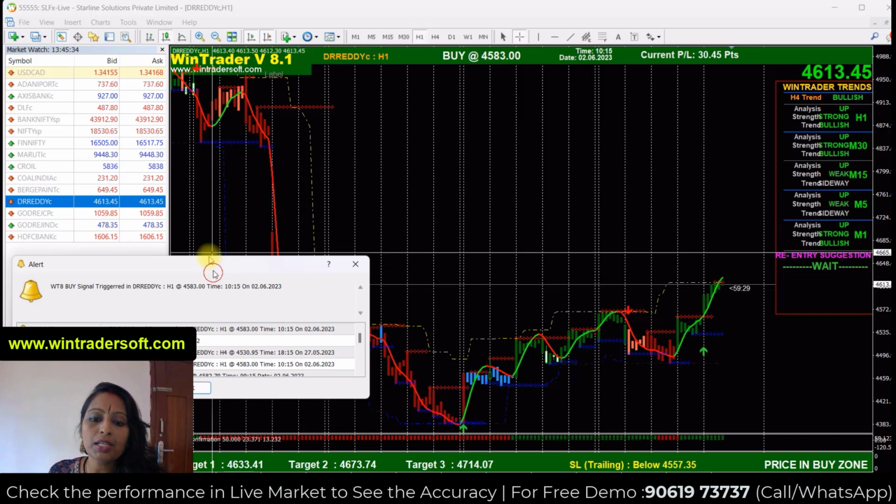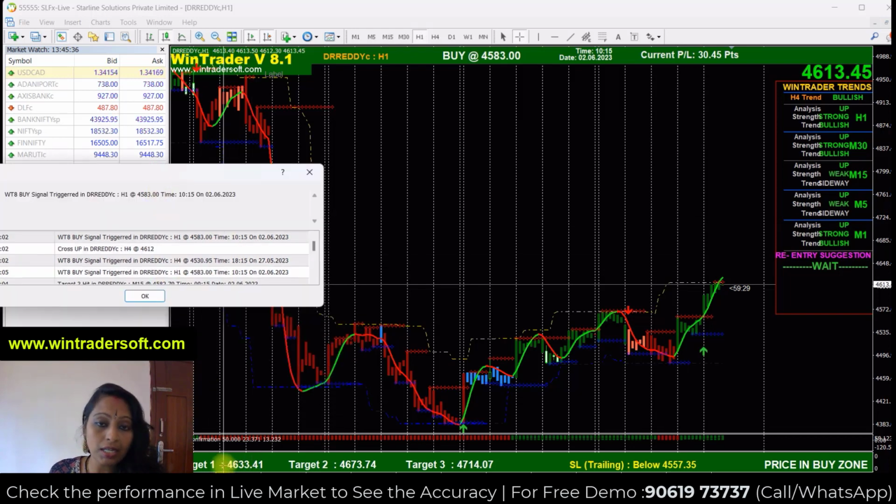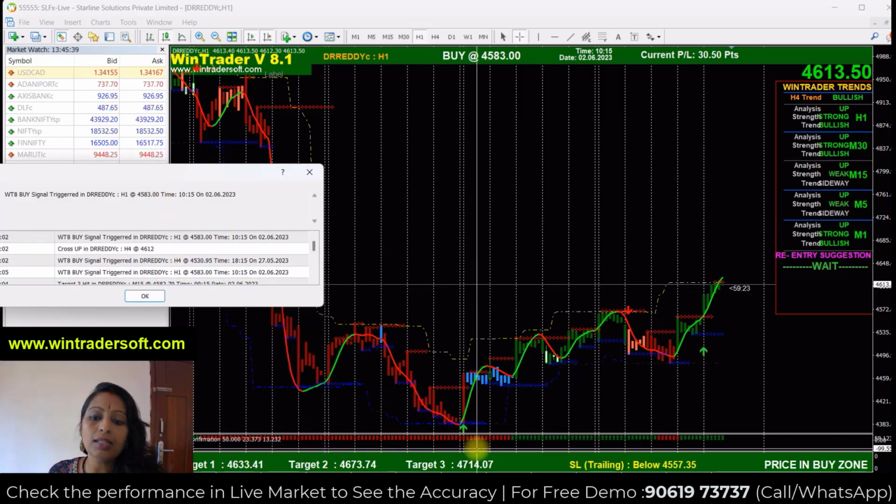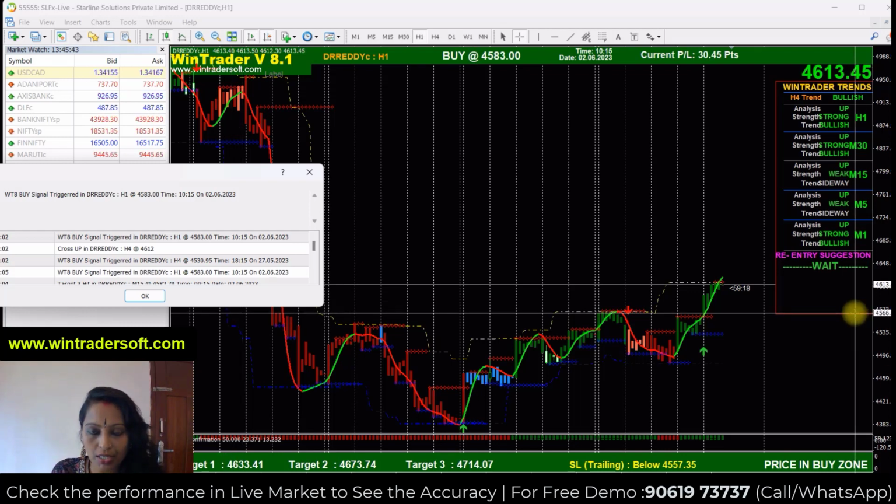And on the dashboard below, you can see there are three targets: first target, second and third target. The first target is 4,633. First, we have to check the confirmation.